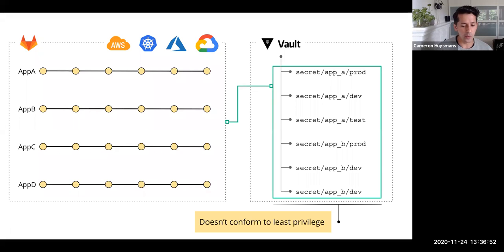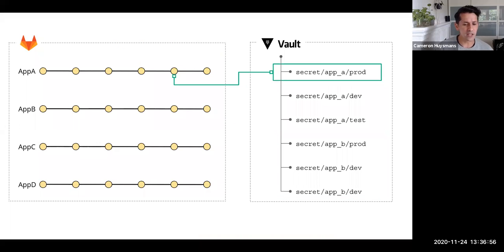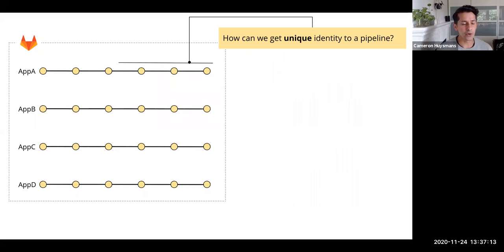This is not really what we want because it doesn't conform to that notion of least privilege. Essentially what I want is any application pipeline to be able to get access to only the secrets it needs access to, maybe at a certain point in the pipeline or only at a certain time within the pipeline itself, right? So the question then becomes not only how can we get unique identity to this system, but how can we get unique identity to the pipeline itself, right?